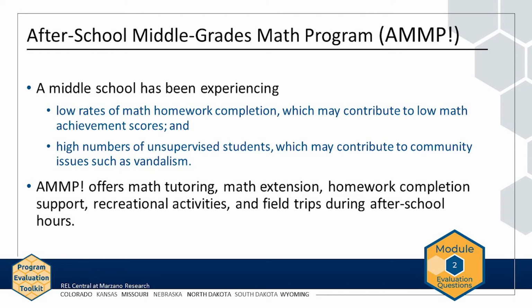Module 1 introduced a fictitious program called AMMP, which stands for After School Middle Grades Math Program. In this example, a middle school has been experiencing low rates of math homework completion among its students. School leaders believe the low homework completion rates are contributing to low math achievement scores. Another issue at the school is high numbers of unsupervised students after school. The school leaders believe that the unsupervised students are contributing to community issues, such as vandalism.